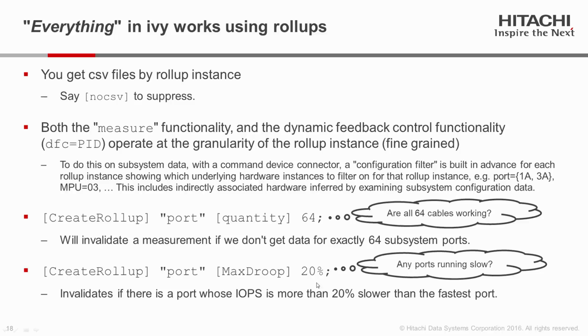And if you also say max droop equals 20%, then it will invalidate the data if there's any one port whose IOPS is more than 20% slower than the fastest port. So even if they're all there and reporting, if one of them is limping along instead of running, you can automatically invalidate the data.